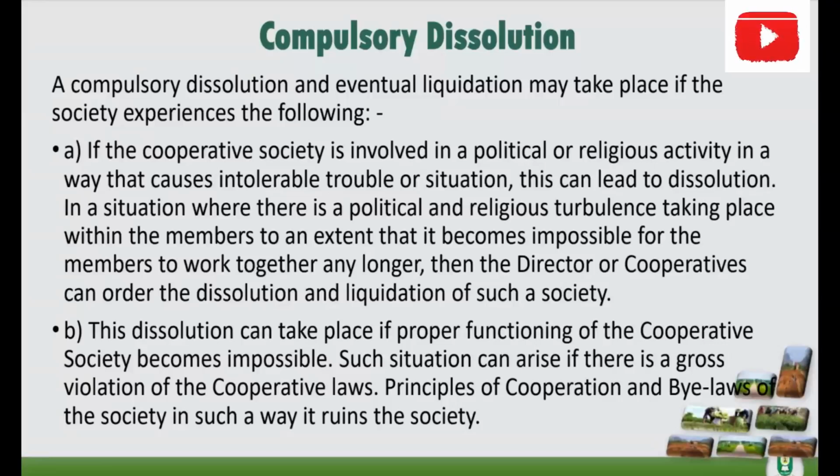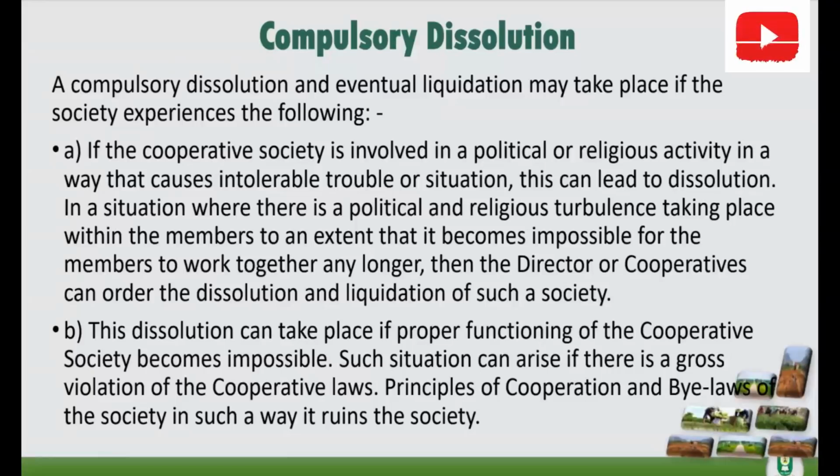This dissolution can take place if proper functioning of the cooperative becomes impossible. This is another way a compulsory dissolution can happen. If the proper functioning of the cooperative society becomes impossible, such a situation can arise if there is a gross violation of cooperative laws, principles of cooperation and bylaws of the society in such a way that it ruins the society. A compulsory dissolution can happen at this point.